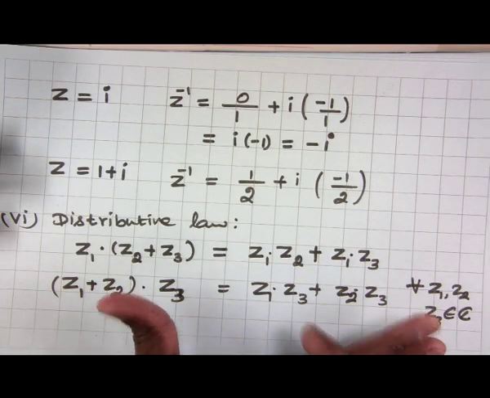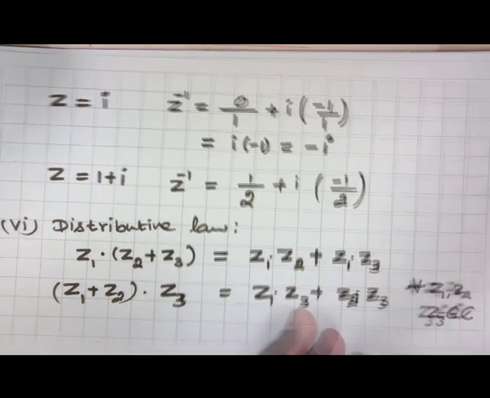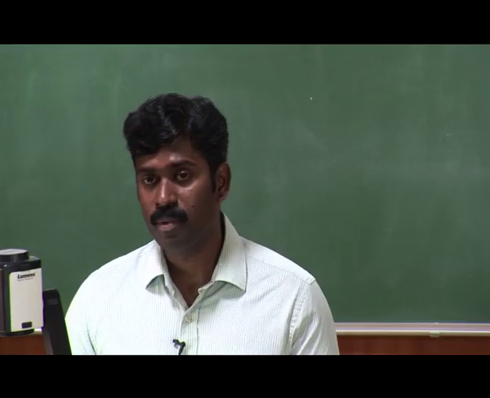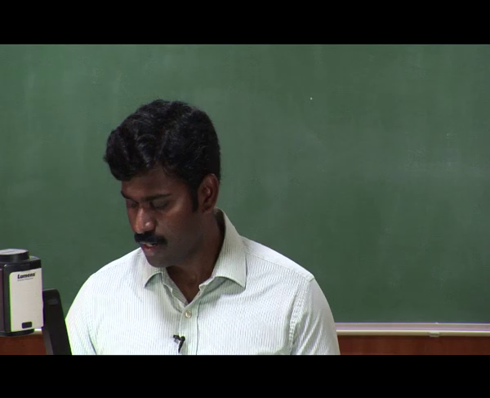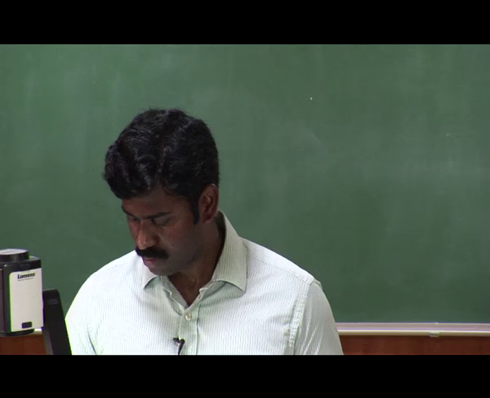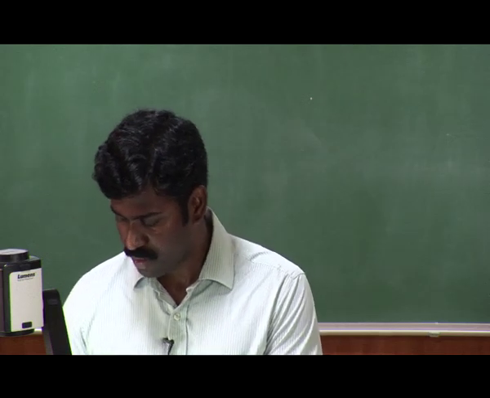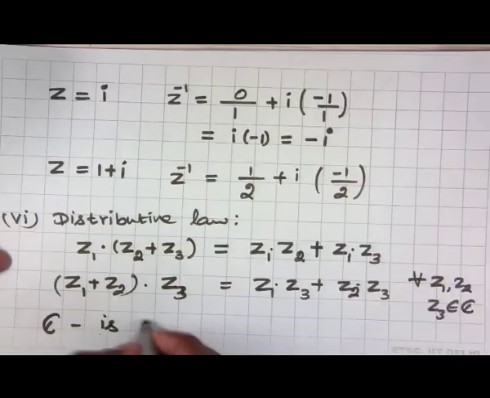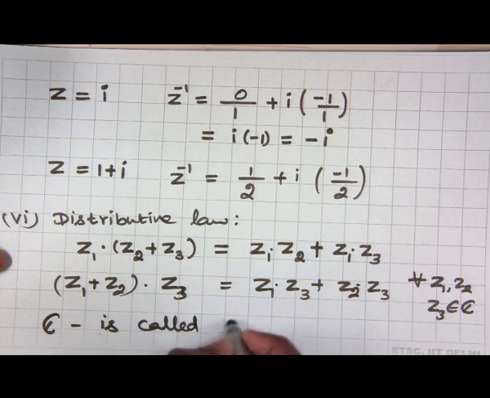sense. Okay. So, once a number system satisfies that it is an abelian group with respect to the plus operation, and with respect to the multiplication operation as well, and together with the distributive law, it is called a field. Okay. C is called a field.